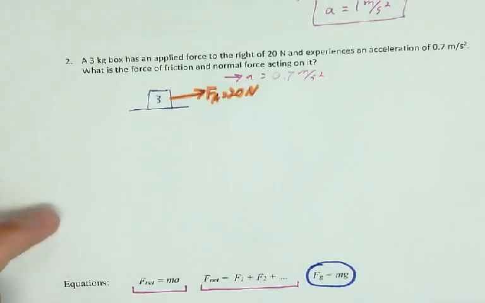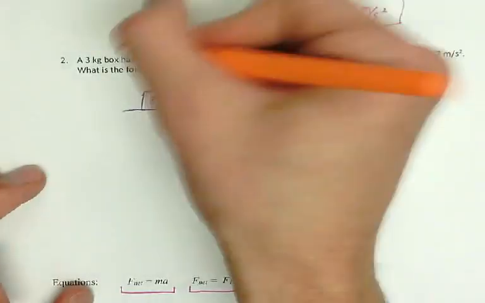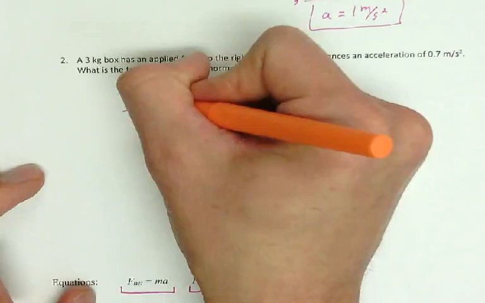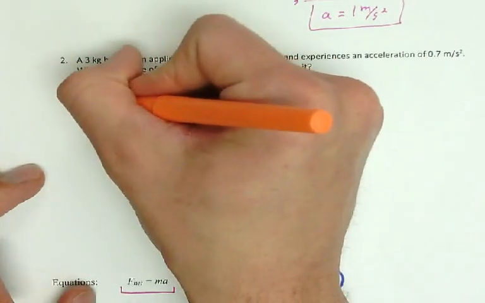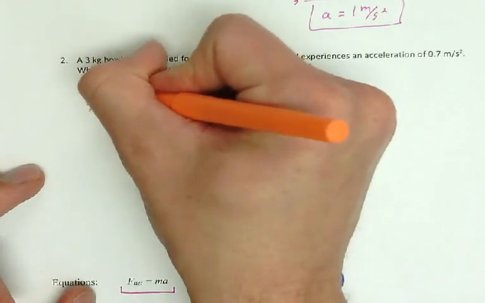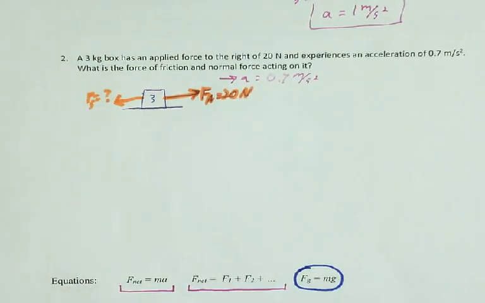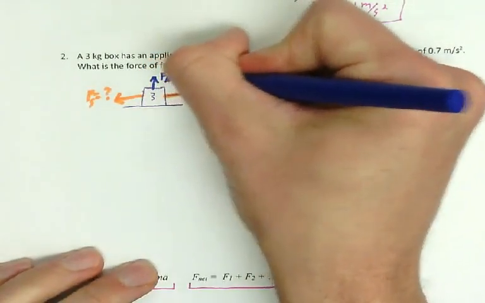It does not, excuse me, it does not tell me about friction, except for asking me to solve for it. So friction would be in the opposite direction, and we would just write friction equals question mark. We don't know what it is. Likewise, it also asks me for the normal force. The normal force is against gravity. We don't know what that is, so we just write Fn equals question mark.